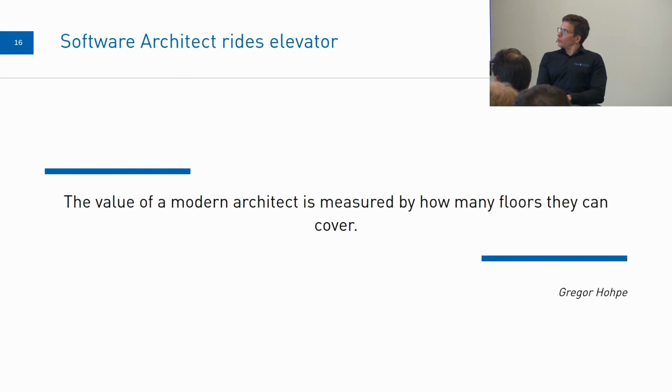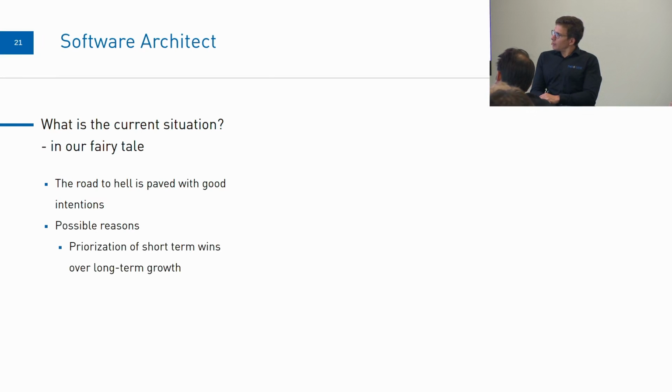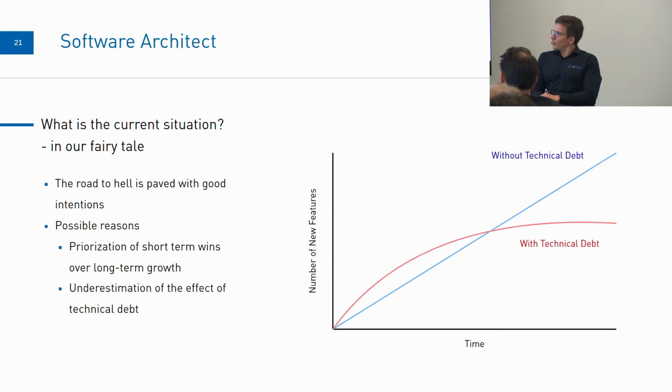So the value of a modern software architect is measured by how many floors they can cover, by Gregor Hohpe. Do not say or assume that somebody has bad intentions. That's really mostly not the case. The road to hell is paved with good intentions. And possible reasons are prioritization of short-term goals or short-term wins over long-term growth. Who has seen that in his company or her company? Yeah, that's one of the things.